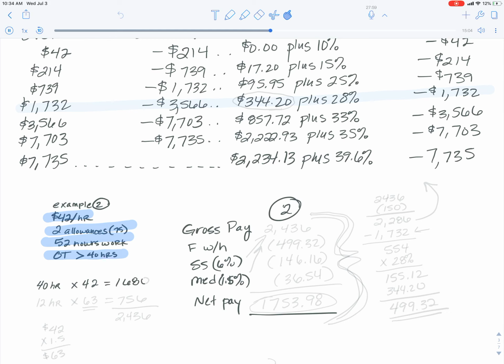And then now we have to calculate what's our overtime rate. So for the last 12 hours, we have to figure out what's our overtime rate. Well, our overtime rate is going to be our original 42 an hour times time and a half. So that would be $63 an hour. So 63 times the 12 hours is $7.56. So together, our gross pay is $24.36. So that's what we're going to put here.